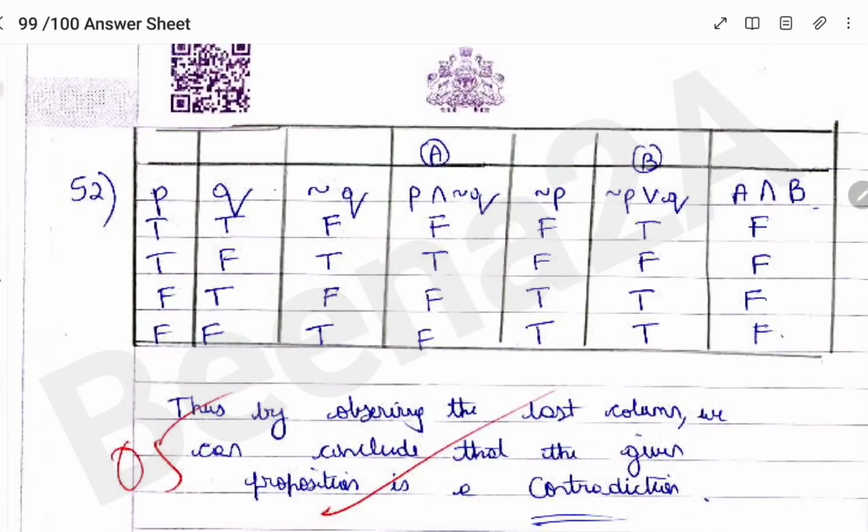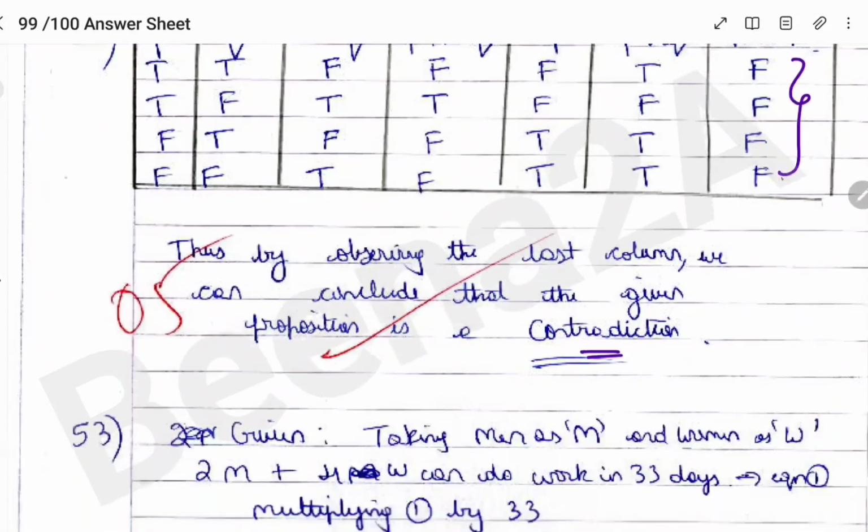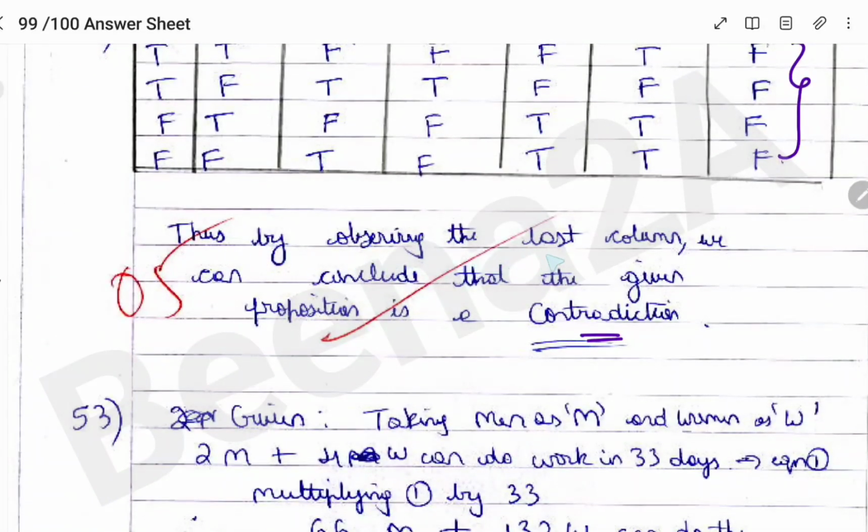Now this is mathematical logic, right? You have to prove if it's a tautology or contradiction or neither. You have to find out. So here, after solving all these propositions, he is getting this column with all false, which means it's a contradiction. So neatly, he has put, by observing the last column, we can conclude that the given proposition is a contradiction. Conclusion.